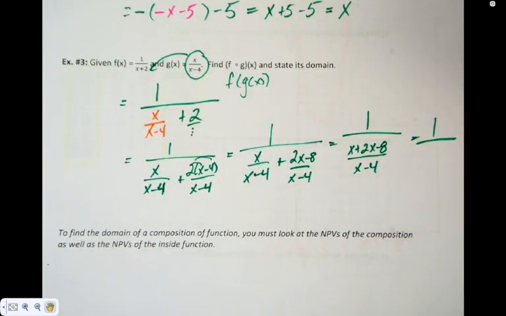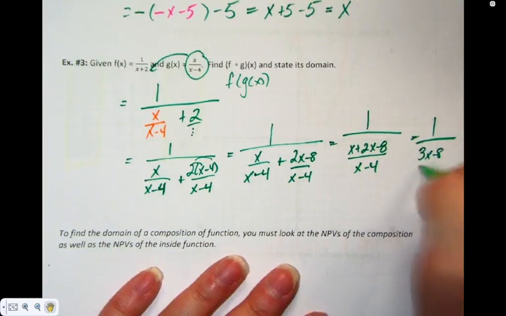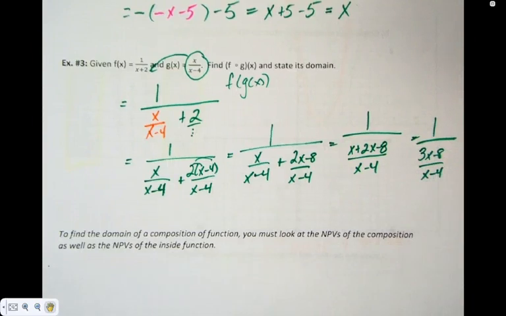So I can combine that x and that 2x. What's 1x plus 2x? So 3x minus 8 over x minus 4. Whew, okay, we're still not done. We now got to do the division.